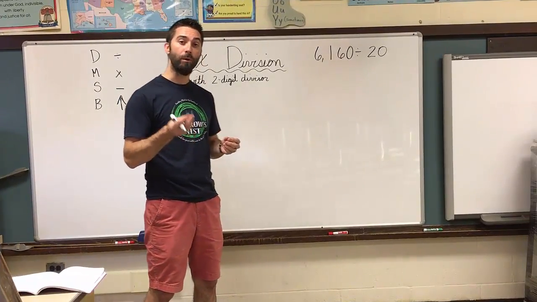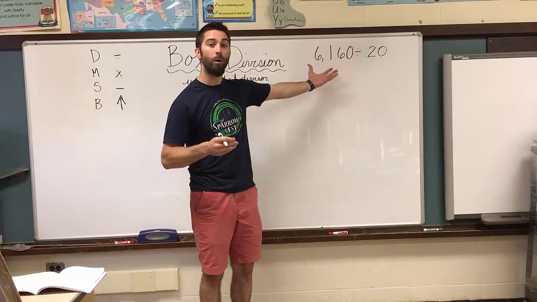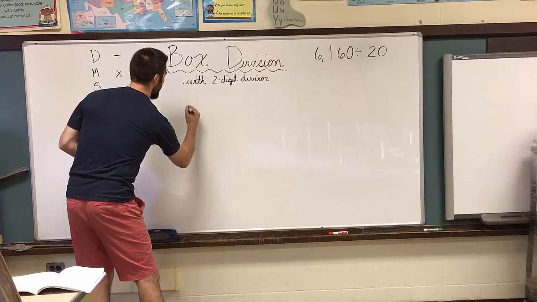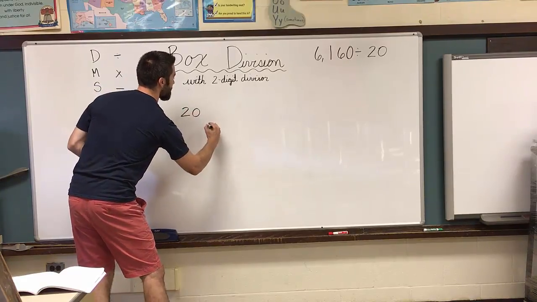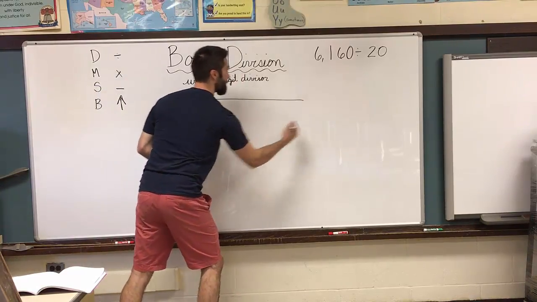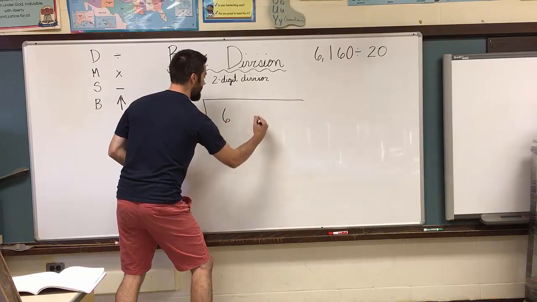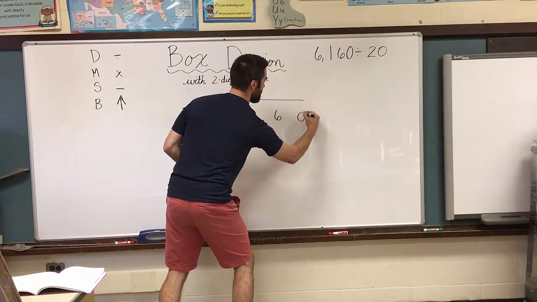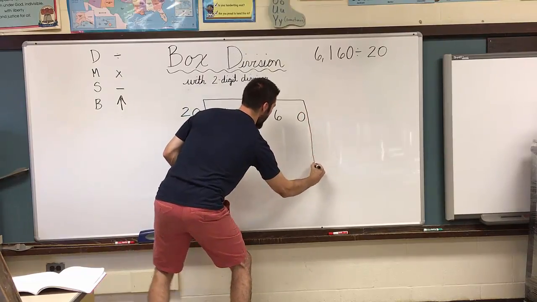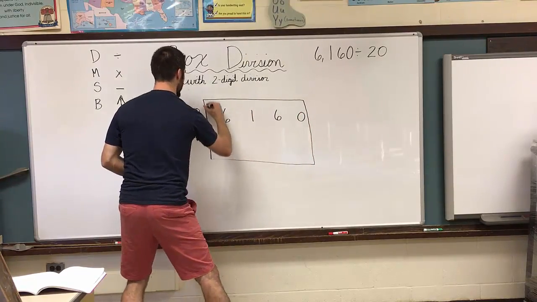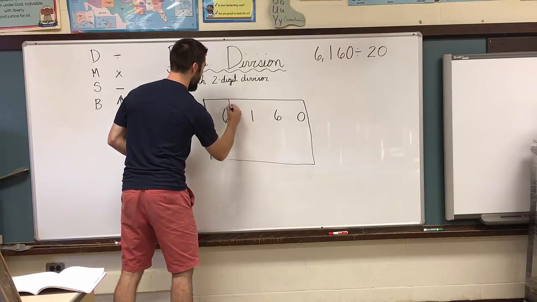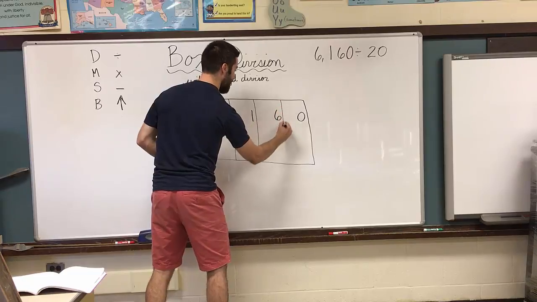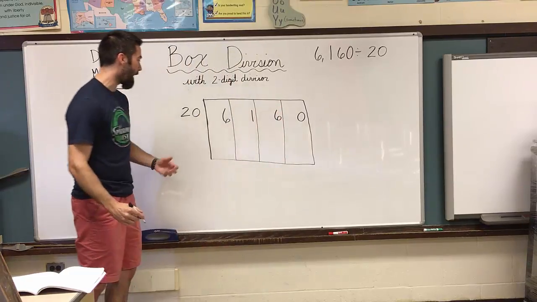Here we have another example of box division with 4 digits, but this time we have a double digit divisor. So I'm going to set it up by putting my divisor on the outside, starting my box, and separating my digits. Now finish the box, and then separate the place values. Now I can start dividing.